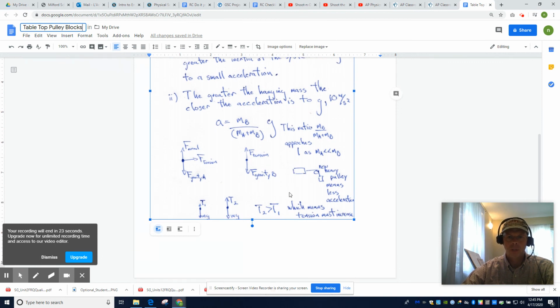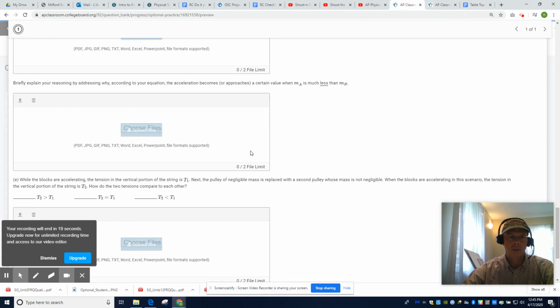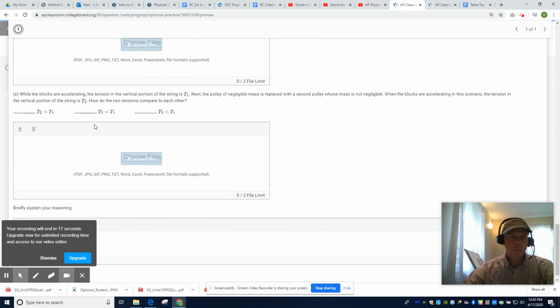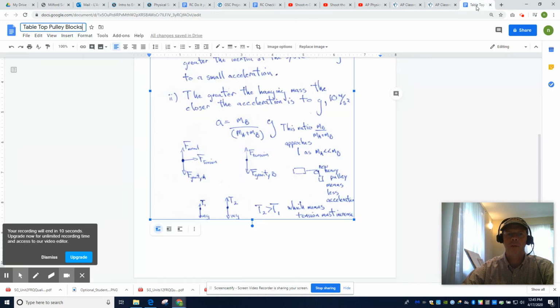Okay, so I'm running out of time. Let's see here. Oh, now we replace the original pulley, the massless pulley, with a massive pulley and explain what happens to the tension. So more mass means less acceleration, and I think that means T2 increases. All right, let's score this thing.